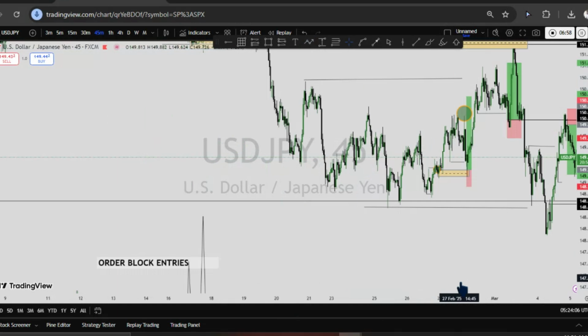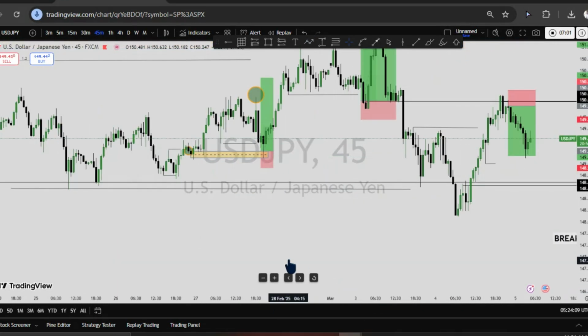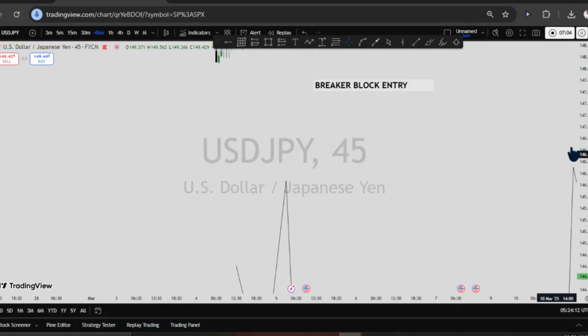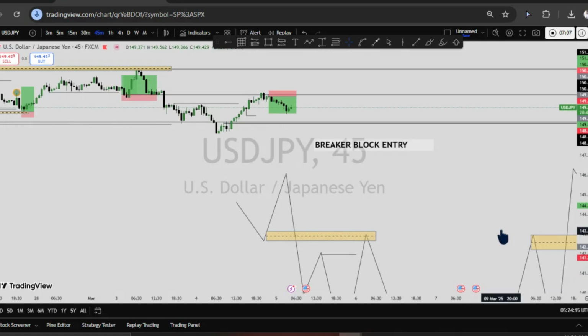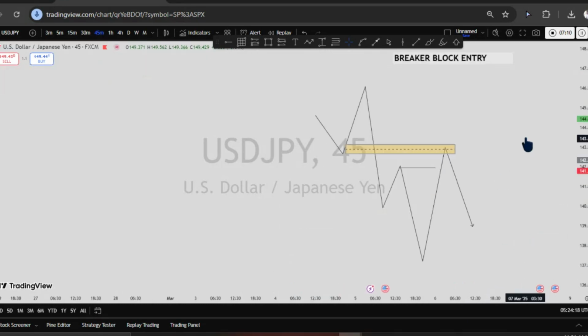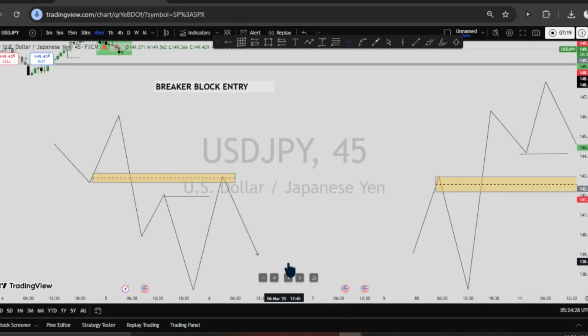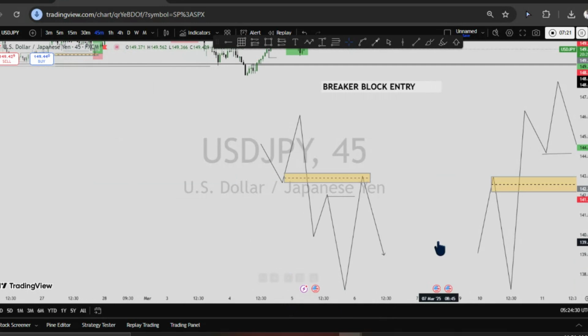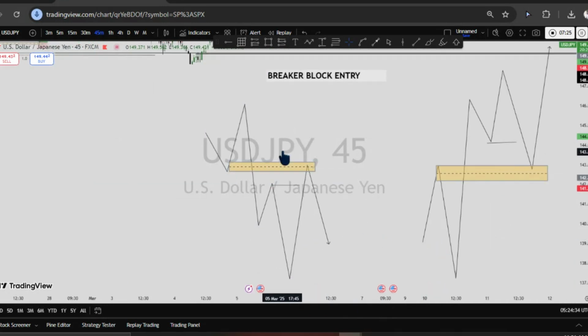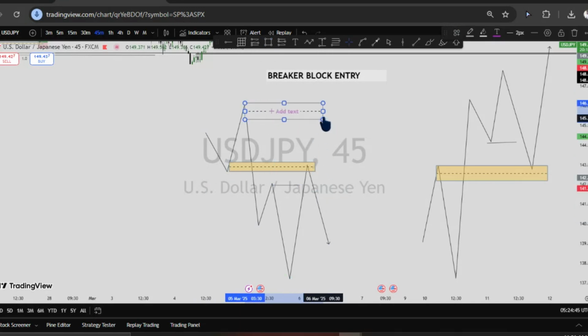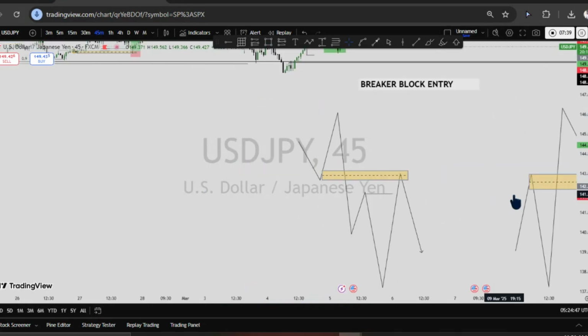Now the second one I have on my list is the breaker block entry. Let me give you an example of it. This type of breaker block entry happens when there is very high volume in the market. The market is already exhausted and does not want to come into the extreme area to tap into the order block, so it would use a failed order block. A breaker block is just like a failed order block. Now let's take an example.